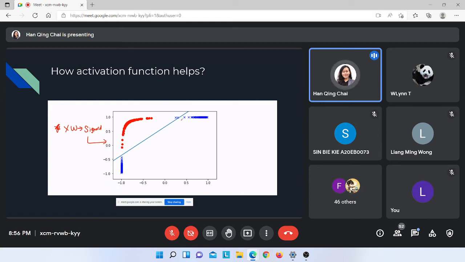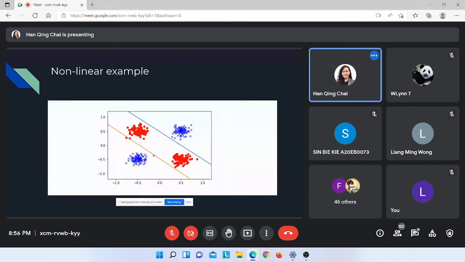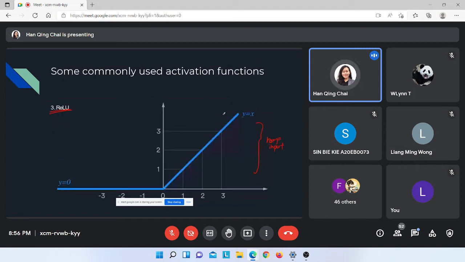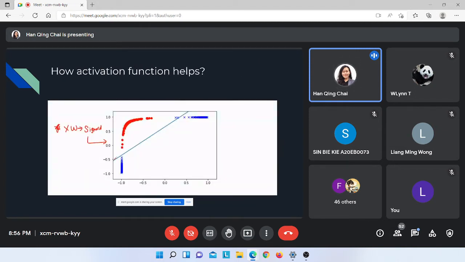You can see that after passing through the activation function, this thing is actually linearly separable already. Initially, when we look at this part, it is clustered together. It doesn't help. But once you pass the values into the activation function, it actually categorizes them. Then it follows the shape of the sigmoid, and you can just draw a line to categorize. Maybe there's some error or loss here, but that's still okay because it's definitely better than before. So this is how the activation function helps in deep learning.